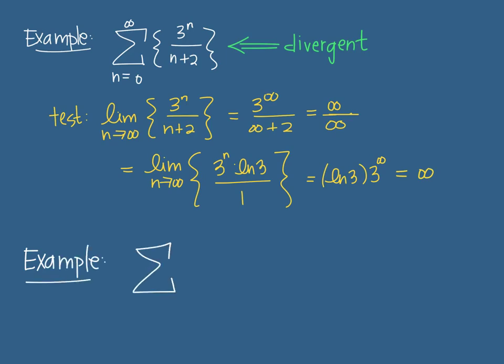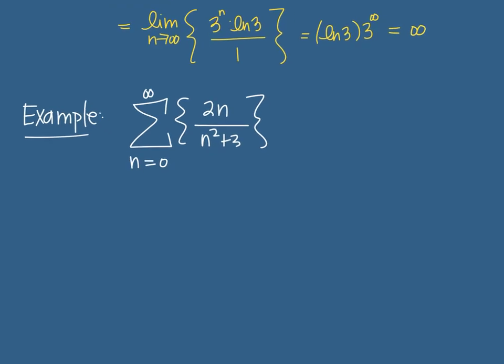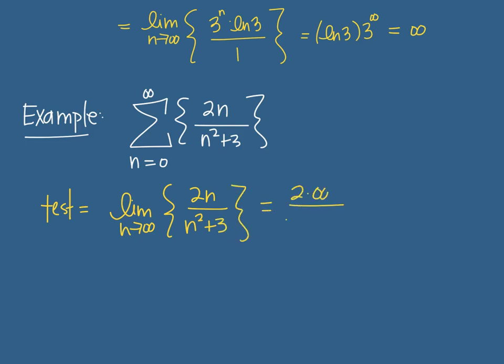Okay, so the series this time, again starting at 0 to infinity, the general term this time is 2n over n squared plus 3. Okay, I got it right. All right, so we'll test that out because it is not geometric. Our test is going to be the limit as n approaches infinity of 2n over n squared plus 3. Okay, 2 times infinity over infinity squared plus 3, infinity over infinity.